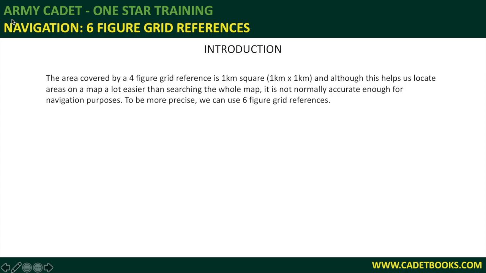Introduction. The area covered by a 4-figure grid reference is a kilometre square, 1 kilometre by 1 kilometre. And although this helps us locate areas on a map a lot easier than searching the whole map, it's not normally accurate enough for navigation purposes. To be more precise, we can use 6-figure grid references.